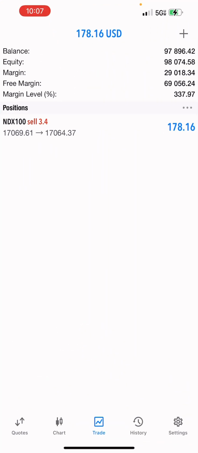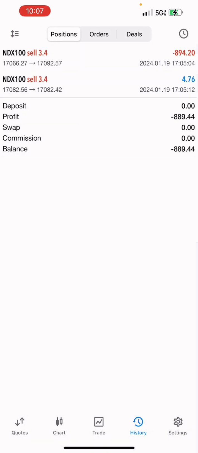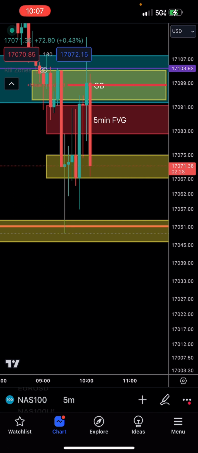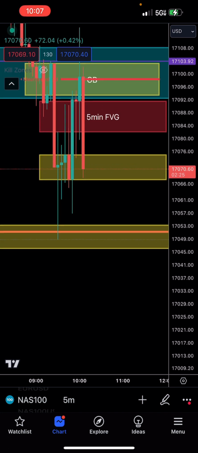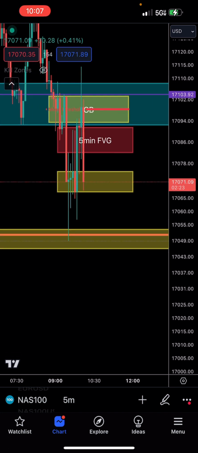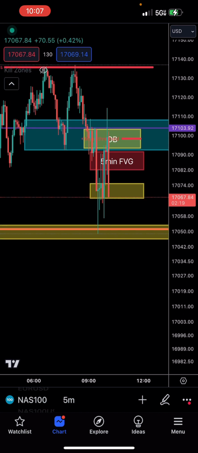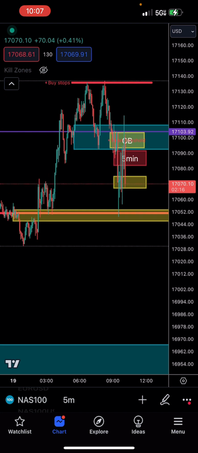I'm already down on the day. I'm already down almost $900. So at the very least I want to be able to get this back. If the market starts to move downwards very fast, I could easily get it back.